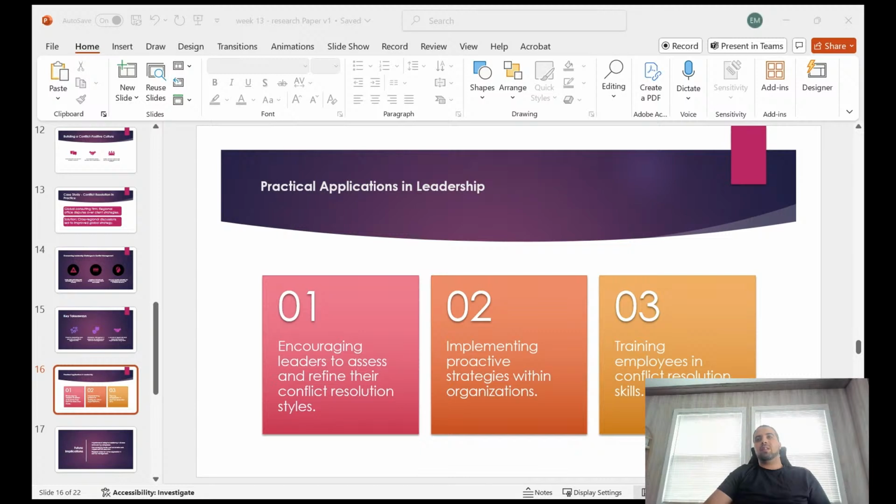So a practical example is, first, leaders should assess their current conflict resolution styles and refine their approach as needed. Organizations should implement proactive strategies like open door policies and mediation processes. Additionally, providing employees with conflict resolution training ensures long-term success and fosters a collaborative work environment.